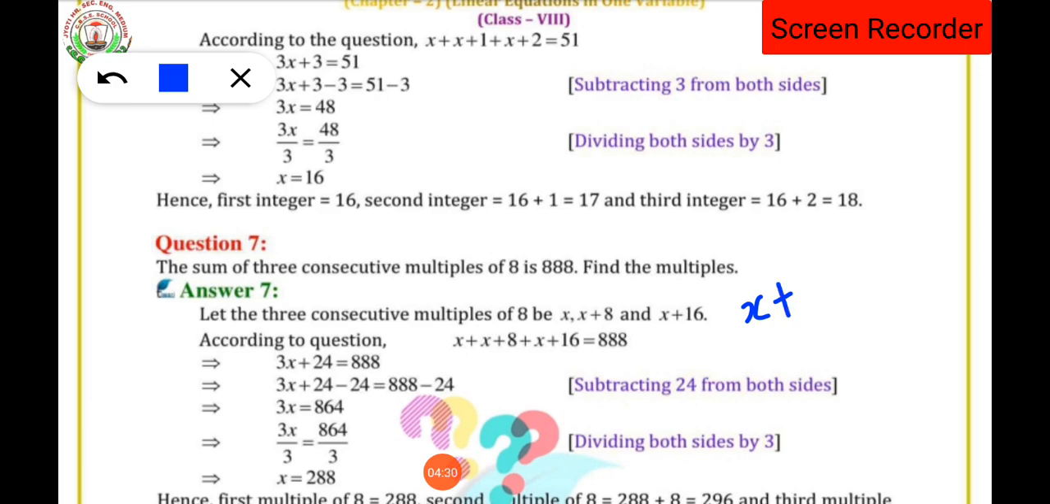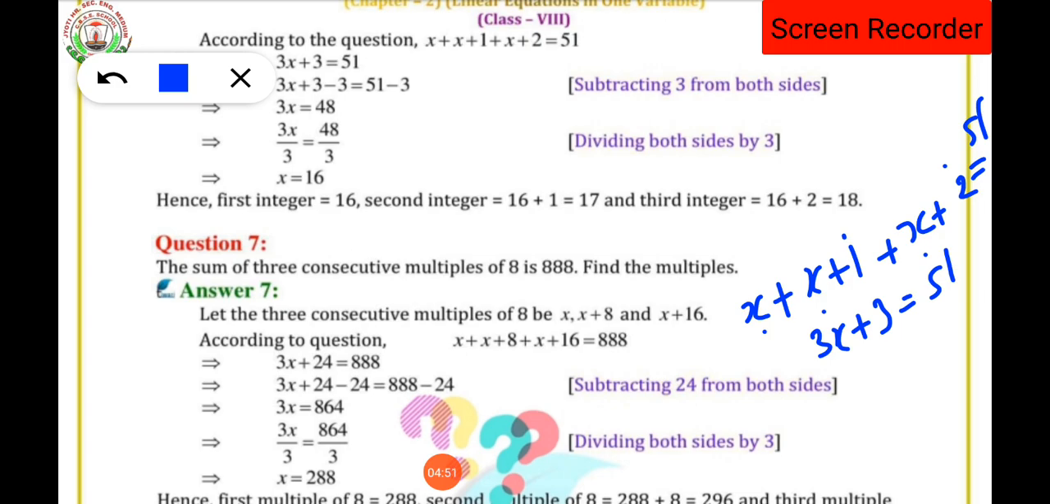That will be added with the second consecutive integer, that is x plus 1. That will be again added with the third consecutive integer, that is x plus 2, which is equal to 51 according to the question. So x plus x plus x will be equal to 3x. Then 1 plus 2 will be 3, is equal to 51. Now this 3 will be transposed from the left hand side to the right hand side. The equation will become 3x is equal to 51 subtracted by 3.